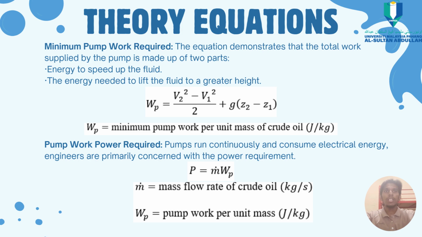Also, this equation neglects heat transport effects and frictional losses. Thus the computed value is the theoretical minimum work that must be supplied by the pump. And the last formula we are going to discuss is the pump power required, which is P equal to mass flow rate times the minimum work required by the pump. For the mass flow rate, m is the mass flow rate of crude oil with the unit kilogram per second, and the unit for WP is joule per kilogram. This work of pump formula is the measure of the energy required per unit mass of fluid. Since the pump runs continuously and consumes electrical energy, engineers are primarily concerned with the power requirement.